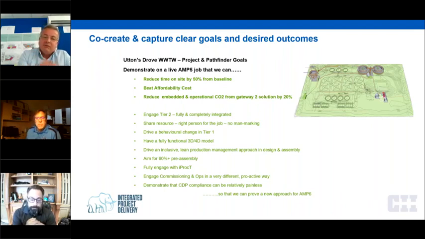But they also had some softer things they wanted to achieve. So being really clear about what you're setting out to do at the start of that project is absolutely key. Okay, next one, please.